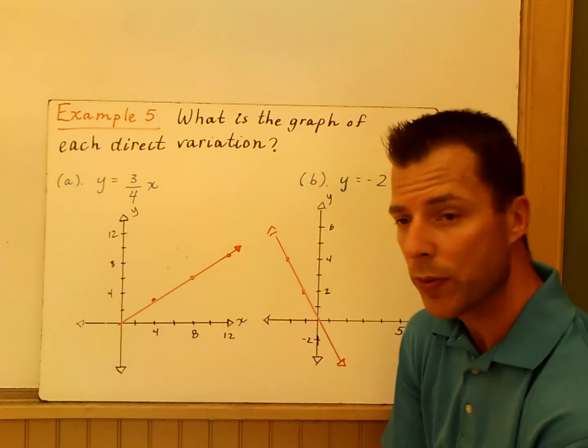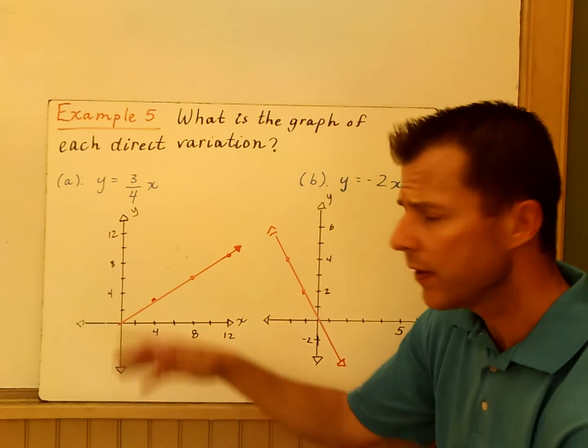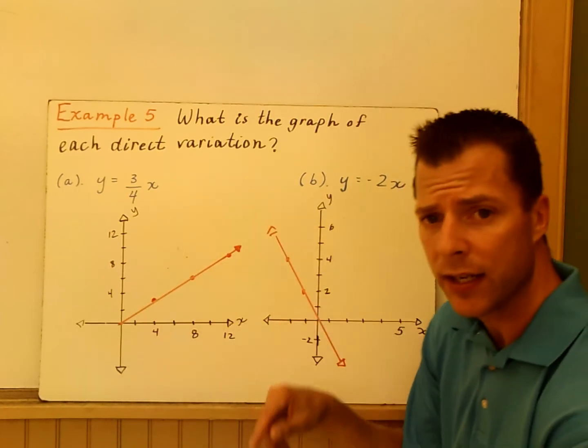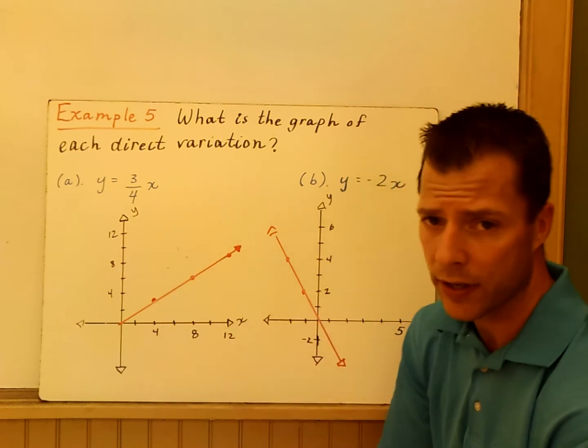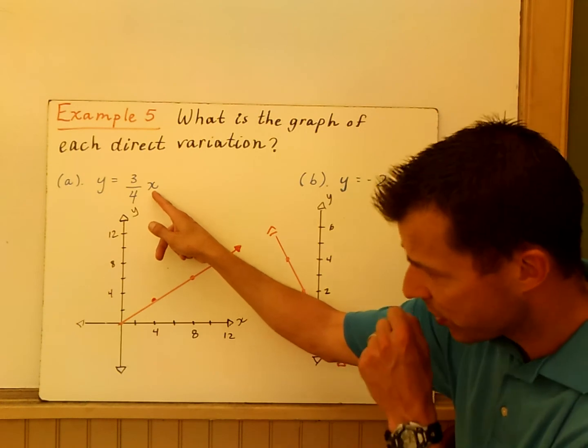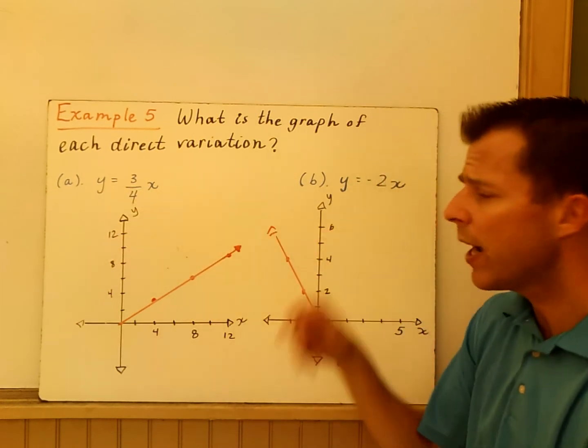In our last slide, let's look at what graphs look like with direct variation. Now, direct variation is special. You'll learn in the next video about slope-intercept. And the y-intercept here, there's nothing past that. So all these direct variation equations will always go through the origin, because when x is 0, y is 0.